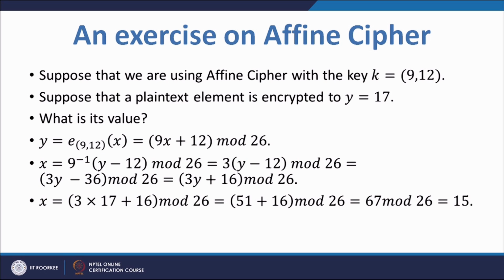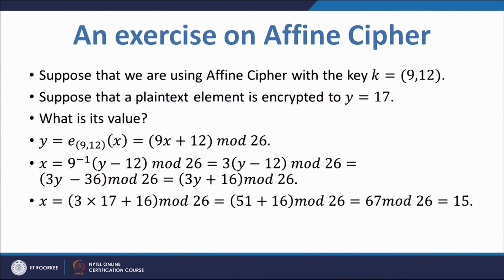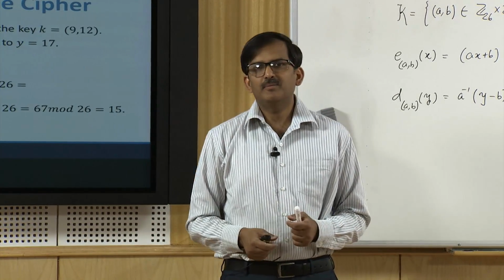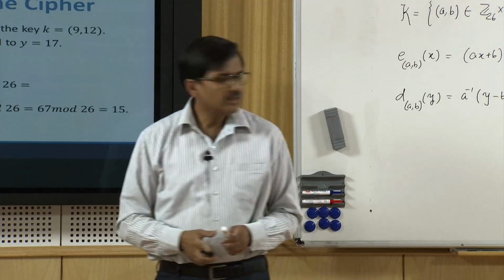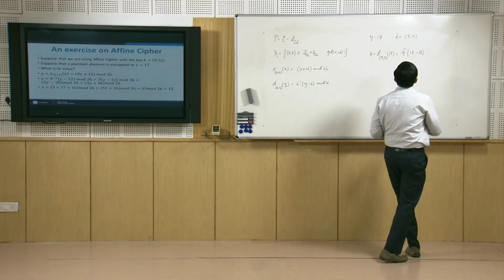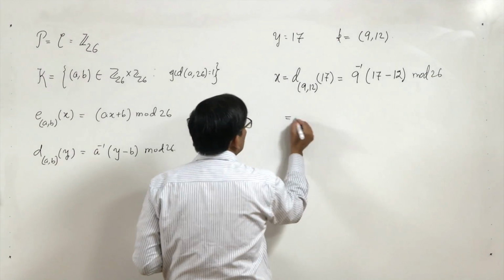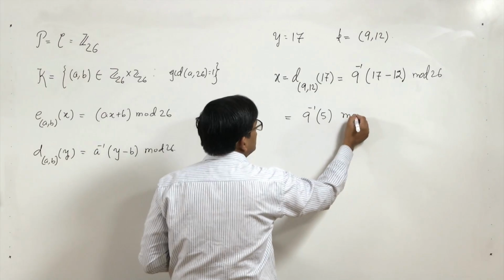Now I have two options. I can compute the general decryption rule as I have done before and as it is written in this slide, but I can do something else which I am showing here. Once we know that the encrypted message is 17, I can put 17 over here instead of y, and therefore I have got 9 inverse times 17 minus 12, and this of course has to be reduced modulo 26. Here I have got 9 inverse into 17 minus 12, which is 5, mod 26.